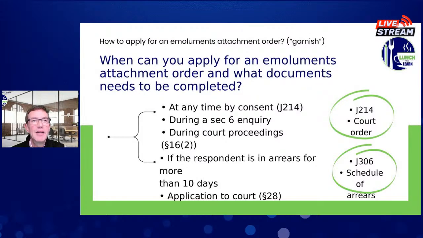and the garnishee order would be dealt with by the employer deducting that money. Now, that could also be made during a Section 6 inquiry when they are at the offices of the maintenance officer, where they come to a certain agreement and they say, okay, I'll pay that amount of maintenance, and then the maintenance officer could ask the respondent if he consents to a garnishee order, and if he does consent, then that would be noted on the J214 document, and that would be made an order of court as well.